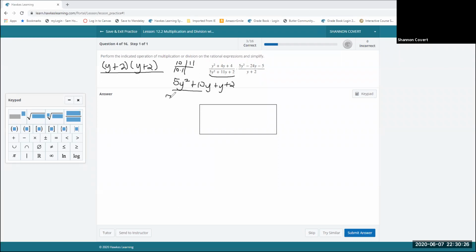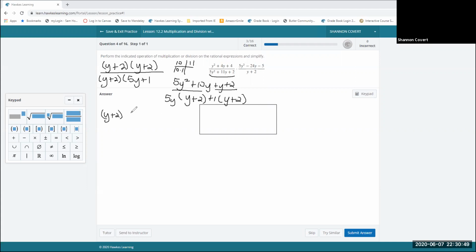Greatest common factor between the first two is 5y, which leaves me with y plus 2. Greatest common factor with the last two is 1, which leaves me with y plus 2. So when I factor this, it's y plus 2 times 5y plus 1.